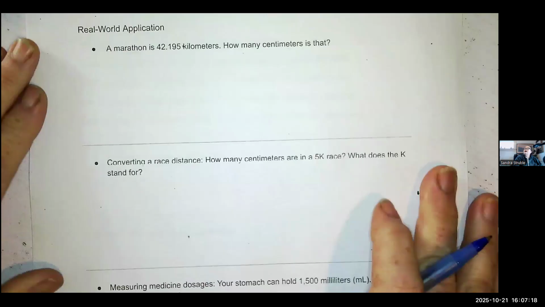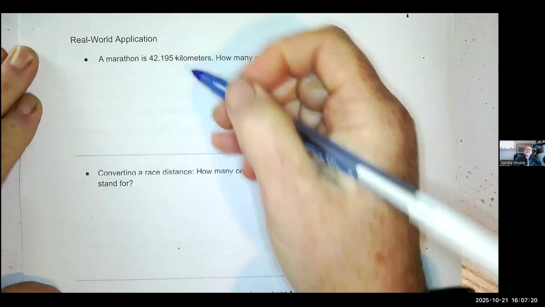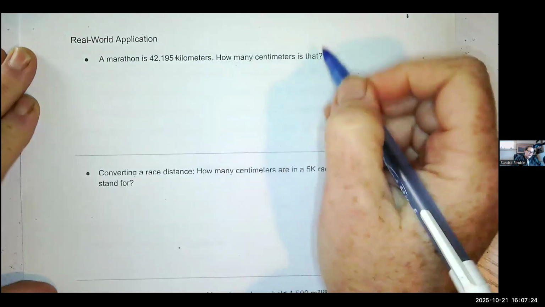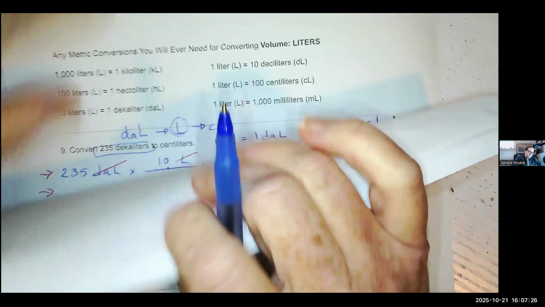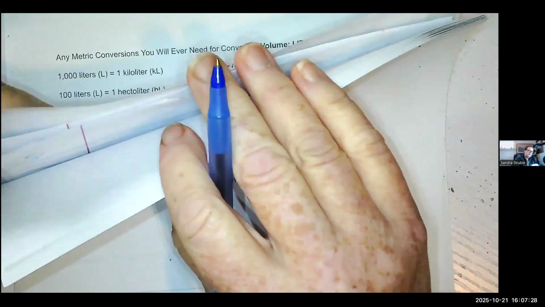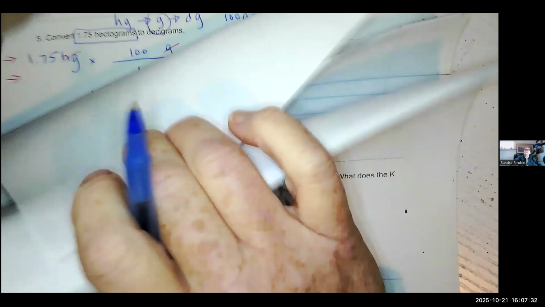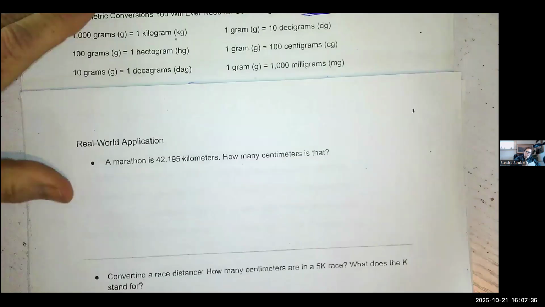All right, last page. A marathon is 42.195 kilometers. Pick a word. How many centimeters is that? Well, I'm going to go back and look at my conversions. Here they are right here, and I have them accessible to me. Oh, that's grams. I need meters. Okay.